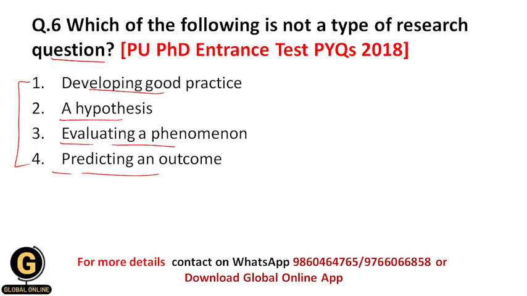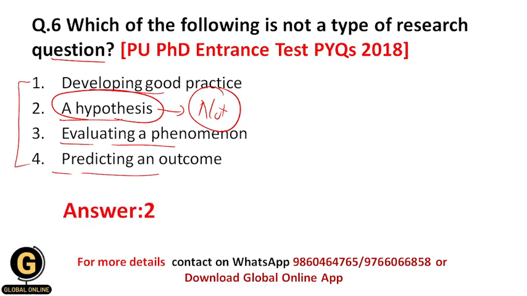Okay, so if you see all of these options, then you will understand that hypothesis is not a research question. Because hypothesis is a proposed explanation for any kind of phenomenon that can be tested through further investigation. So this is not a research question. After identifying and formulating a research question, then we make up a hypothesis. All of you getting? That's why here your correct answer should be 2. And if you see other options, that is developing good practice, evaluating a phenomenon, predicting an outcome, all of these are the types of research questions.